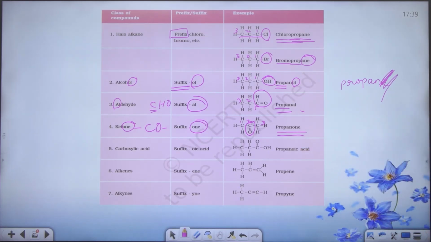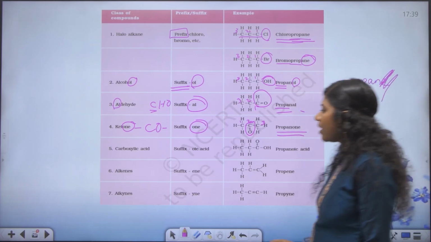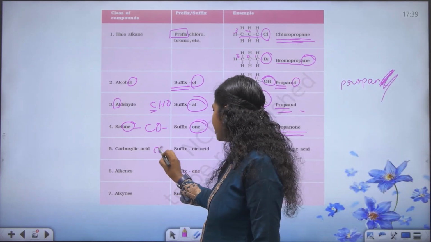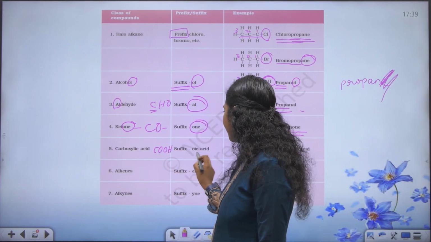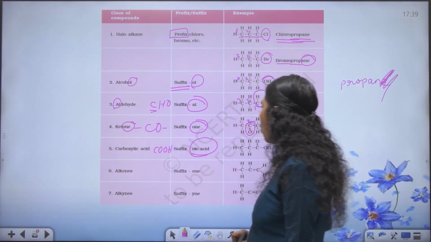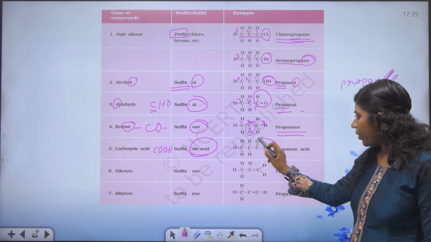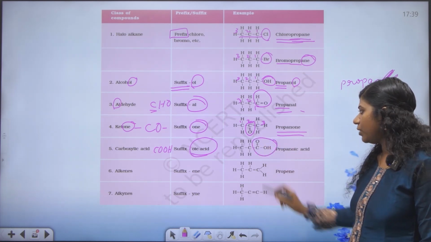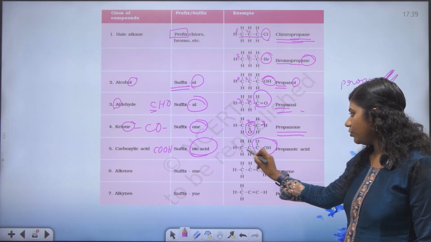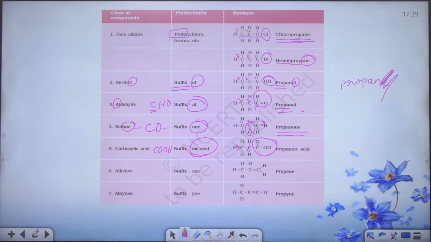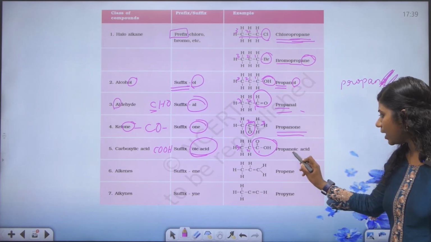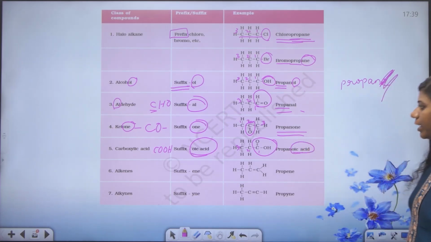The next functional group is carboxylic acid. Carboxylic acid, COOH. Use the suffix -oic acid. Here COOH is the carboxylic acid group. Count the number of carbon atoms: 1, 2, 3. Total number of carbon atoms is 3. The molecule is propanoic acid. -oic acid for the carboxylic acid group. Propanoic acid.